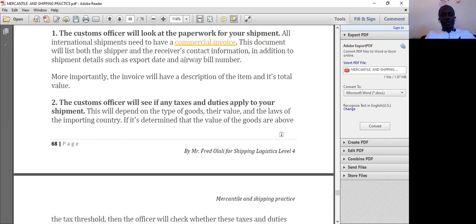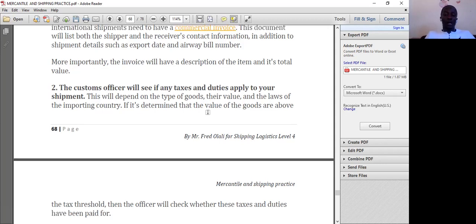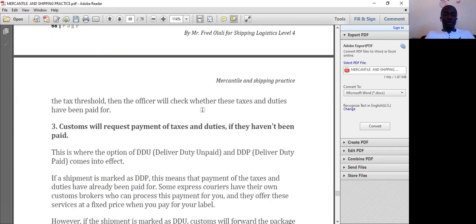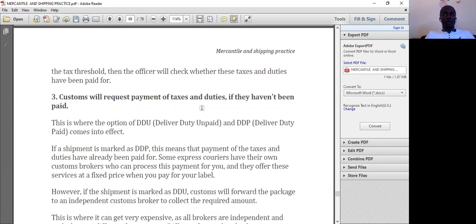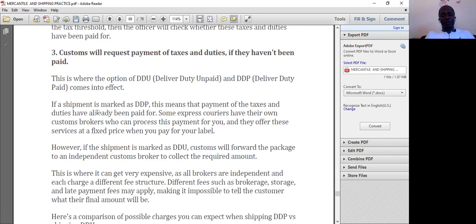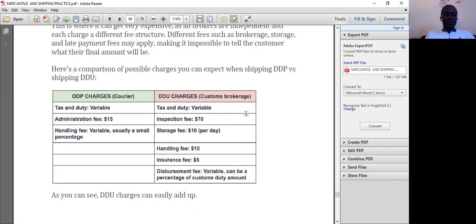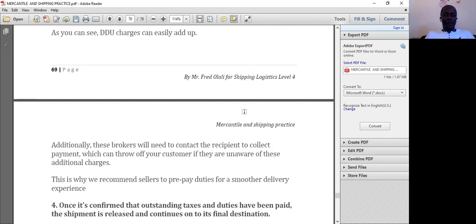Then the customs officers will see if any taxes or duties apply to a shipment. If your cargo is dutiable, they'll ensure that the duty has been calculated in the right way, that you have not underquoted, and that the duties have been paid. Now they will request payment of taxes and duties if they haven't been paid. So if you've not paid, then you will have to pay. This is where DDU and DDP normally come into effect, as you can see there.